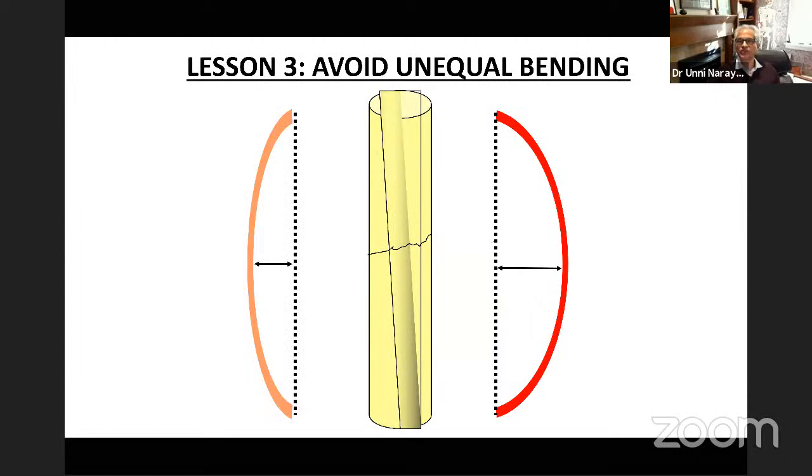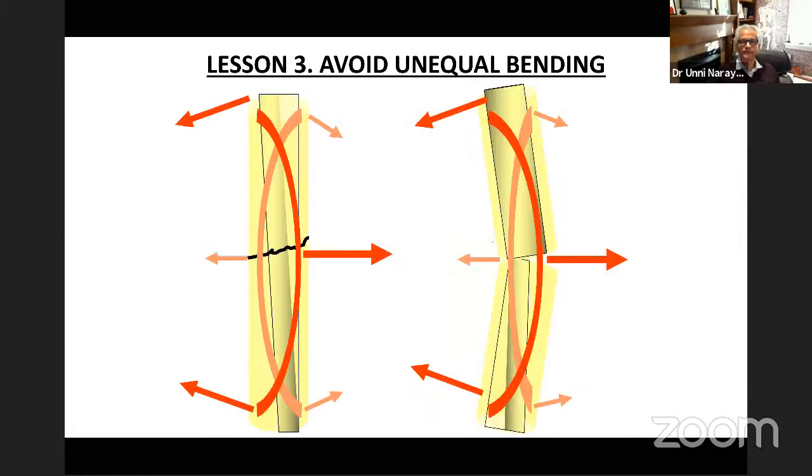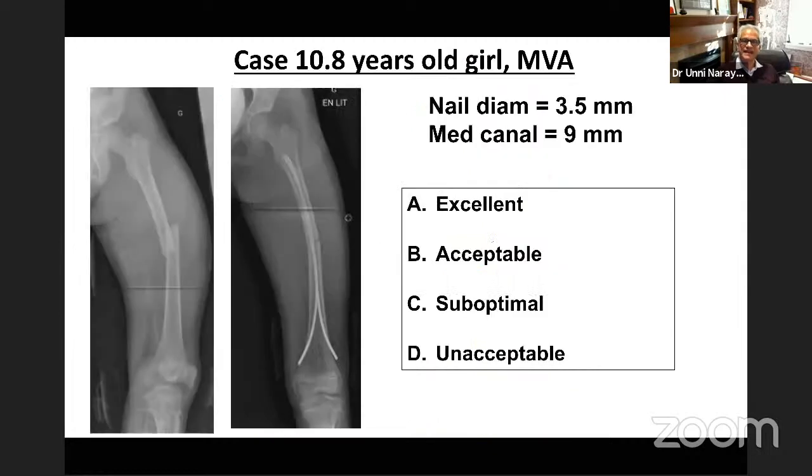Do not use nails of unequal bending, same principles. Avoid unequal bending. Here's a case of a 10-year or almost 11-year-old girl with a nail diameter of 3.5 millimeters times 2 from a canal size of 9 millimeters. So what do you think? You don't have time to really answer this in a poll, but you can ask yourself, do you think that that's optimal? Would you accept that?